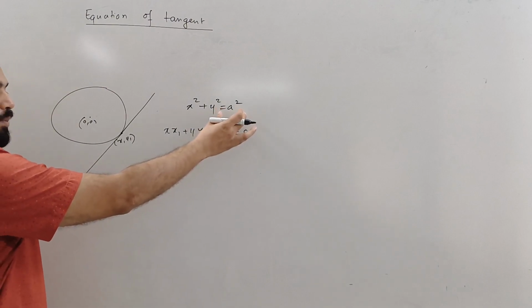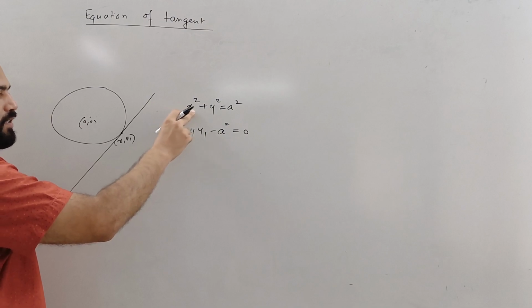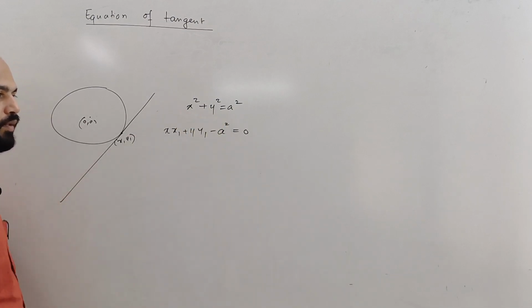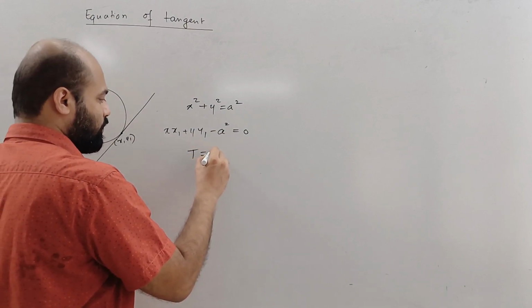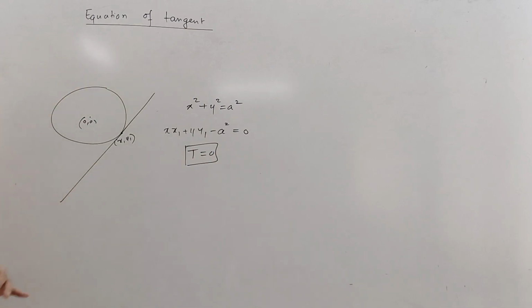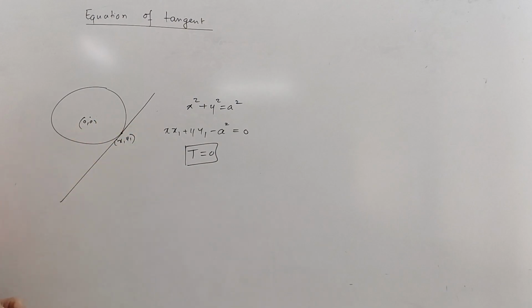So that means this term remains as it is. And here I'm going to split out this term as x1, and this term I'm going to split out as y1. So this is very popular, and this equation is remembered as T equals to 0, where T is this.